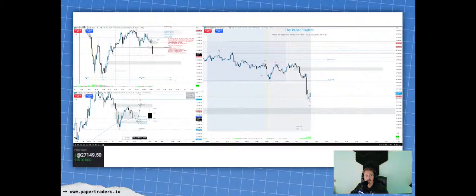Taking one off right there. Okay. Let's see where they go up top. I took one off right there. Let's see if they want to maybe reach into here. All right. 27,174.